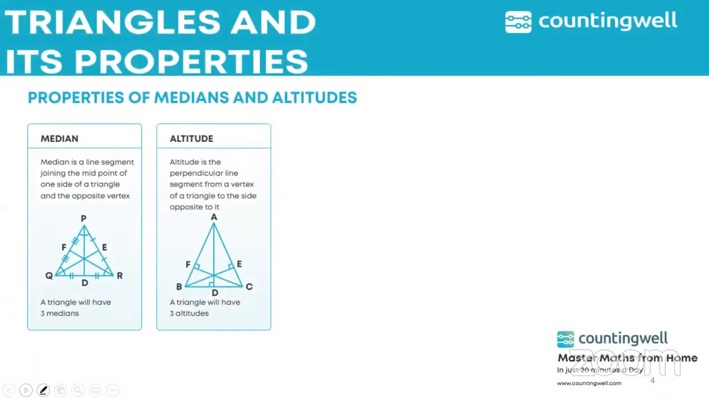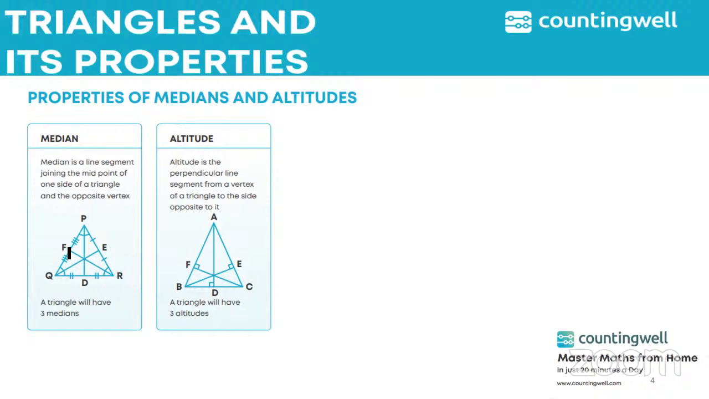Let us see what are the properties of medians and altitudes of triangles. What is a median? A median is nothing but a line segment joining the midpoint of one side of a triangle and the opposite vertex. So here we can see there are three sides of a triangle and there are three opposite vertices for the three sides. So a median is nothing but a line segment joining the midpoint of one side to the opposite vertex.